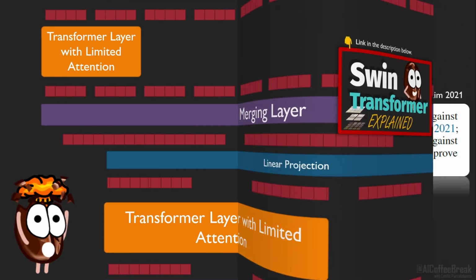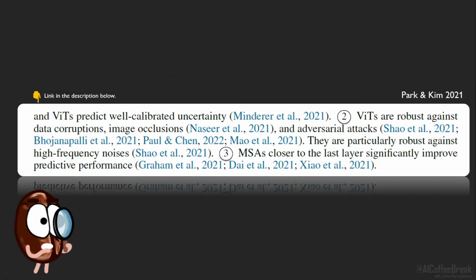And then there are these facts we should make sense of. Adding MSA to CNNs helps, especially when MSA is added closer to the last layer. And then we cite ViTs are robust against data corruption and image occlusions, and especially against adversarial attacks where the attack consists of introducing high frequency noise.